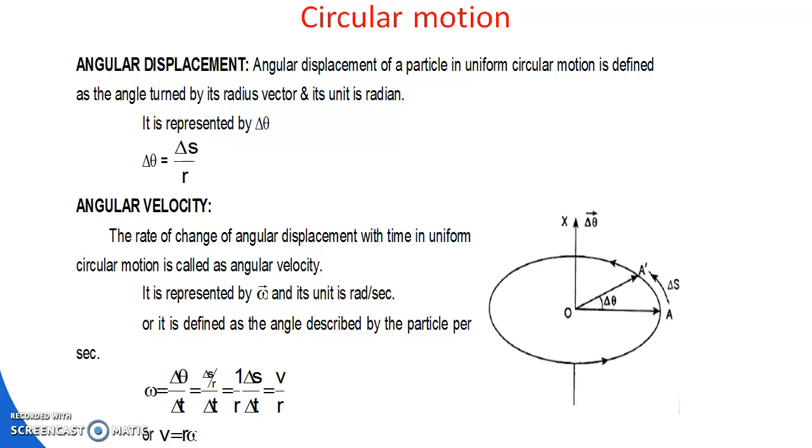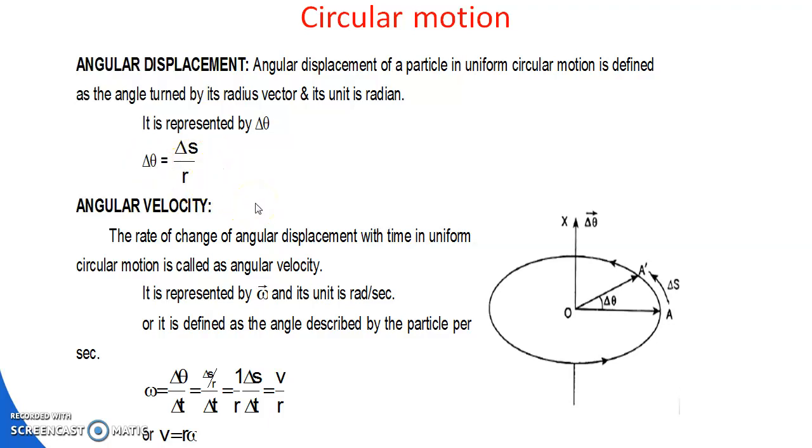What is angular displacement? It is the angle turned by the radius vector. And what is the relation between angular displacement and linear displacement? If we divide the linear term by R, we find the angular term, or if we multiply the radius with the angular term, we find the linear term. So del theta is equal to del S by R, or del S is equal to del theta into R.